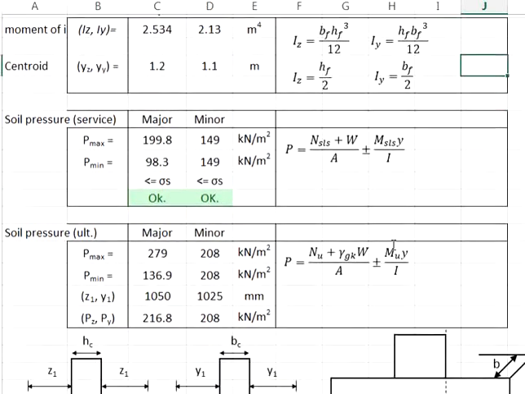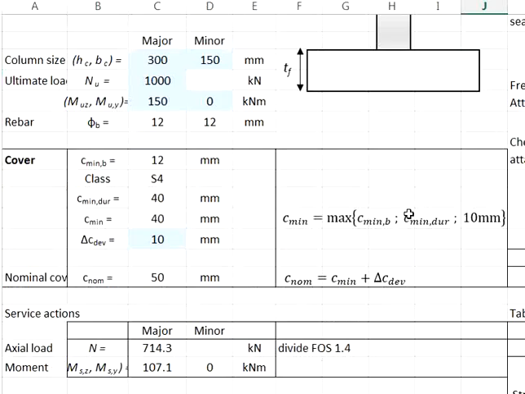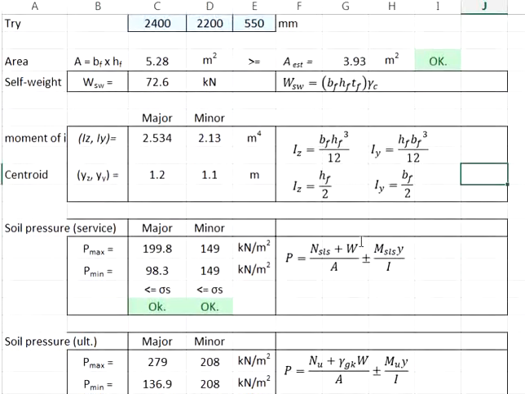You need to also calculate the soil pressure in the minor axis. Since there is no moment in the minor axis, you will expect a uniform stress due to the soil pressure in the minor axis. And then you calculate the pressures and check against the soil bearing capacity. The soil bearing capacity in this case is 200 kN per meter square. You're going to make sure the soil bearing capacity is not exceeded before you can proceed with the structural design.